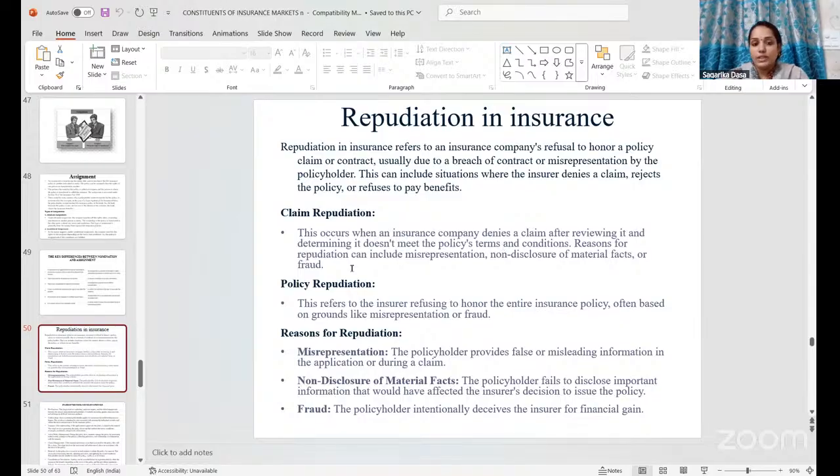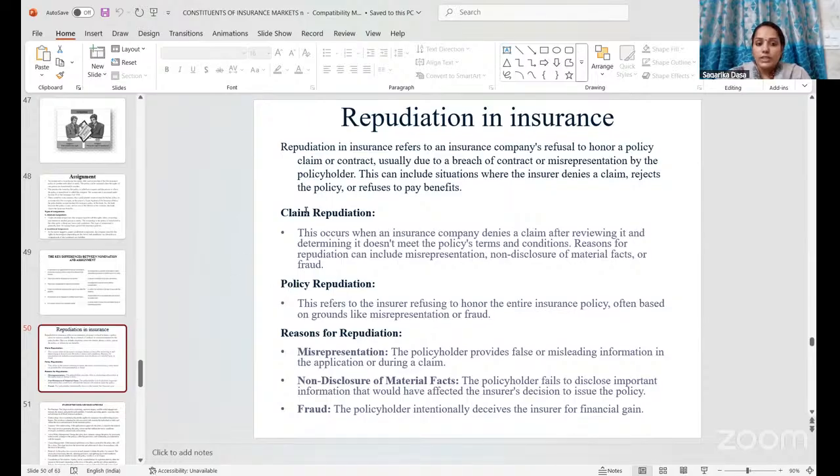And the reasons for the repudiation could include misrepresentation. Maybe the policyholder has misrepresented the information at the time of claim settlement, or non-disclosure of the material facts. The actual, original facts have been manipulated or not represented properly, or some fraud has taken place at the time of presenting the material to the insurance company. Because of some of these reasons, the claim repudiation will be done.